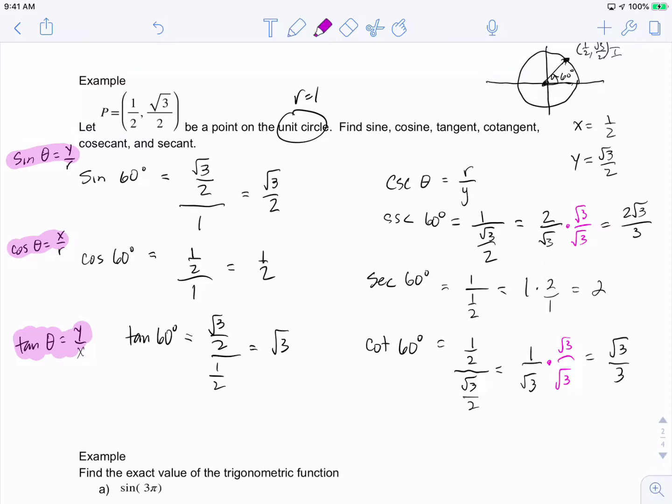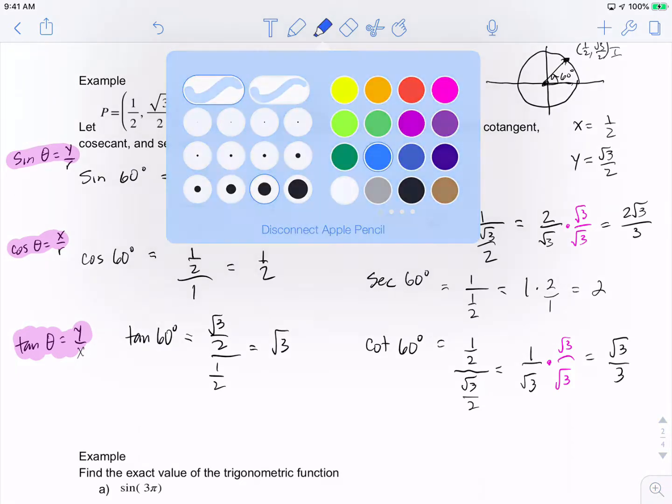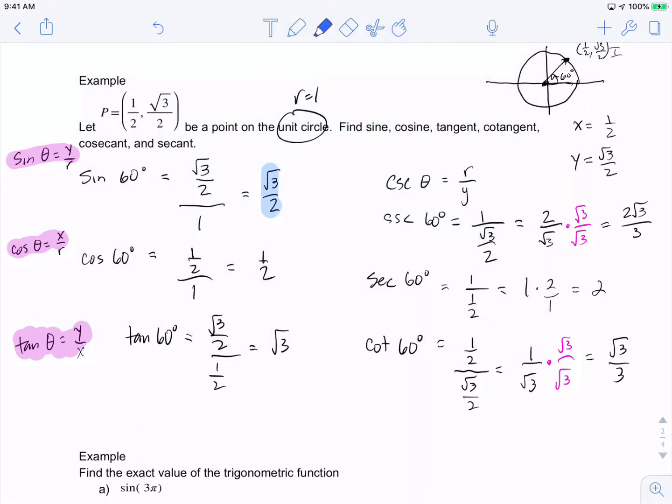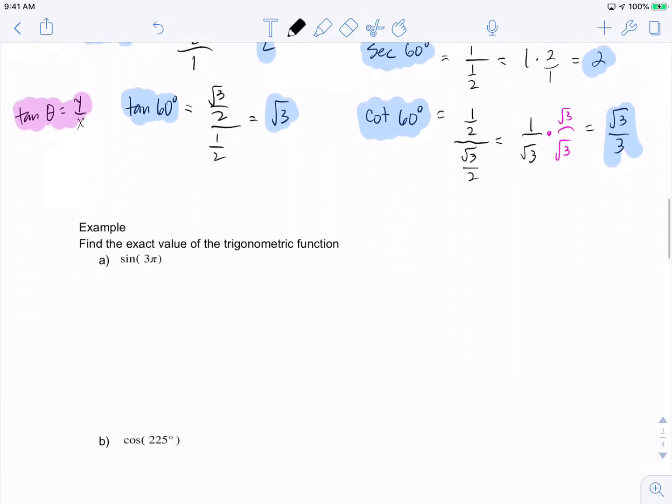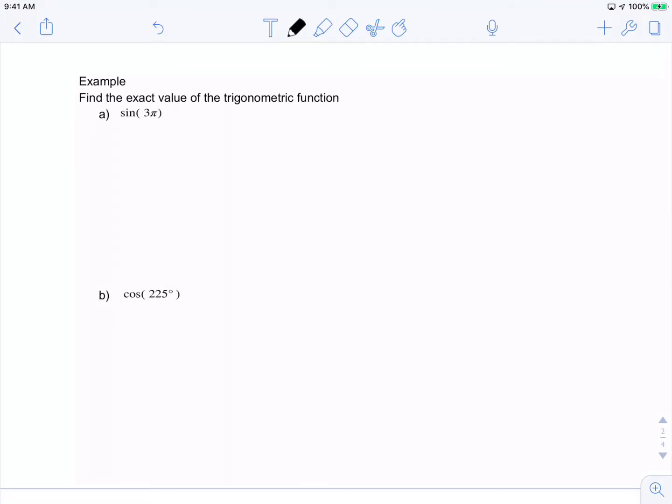So the values that we get for this, our solutions: for sine, it will be radical 3 over 2. For cosine of 60 degrees, it'll be 1/2. For tangent of 60 degrees, it'll be radical 3. For cosecant of 60 degrees, it'll be 2 radical 3 over 3. For secant of 60 degrees, it will be 2. And for cotangent of 60 degrees, it will be radical 3 over 3. Okay. Let me show you another example. This one using radians instead of degrees.